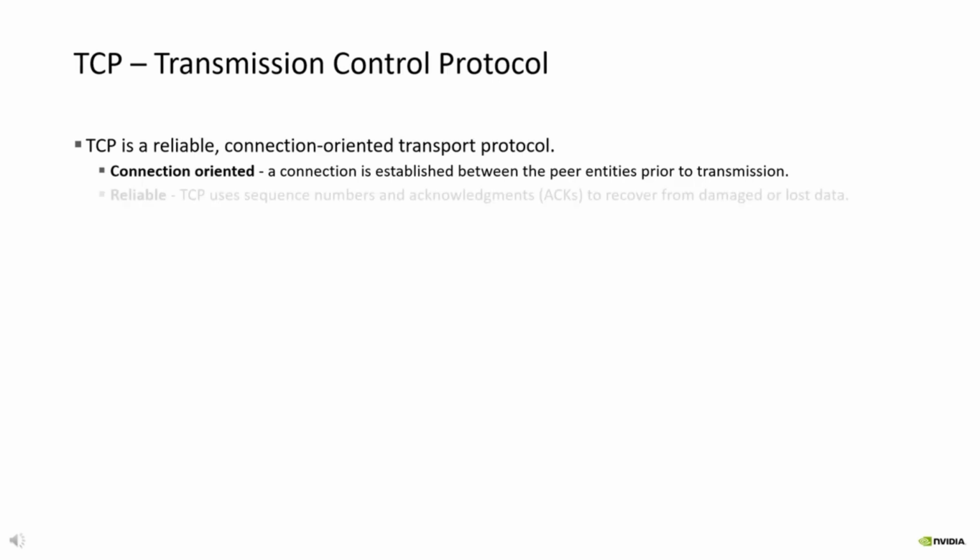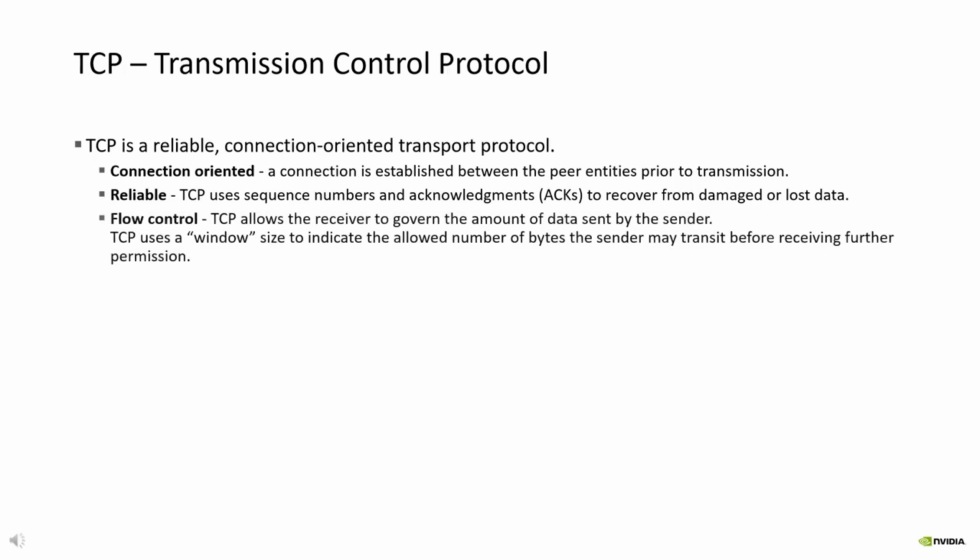To assure data transfer reliability, TCP uses sequence numbers and acknowledgements to recover from damaged or lost data. Another important mechanism provided by TCP is flow control. The flow control allows a busy receiver to govern the amount of data sent by the sender. TCP uses a window size to indicate the allowed number of bytes the sender may transmit before receiving further permission. Lastly, TCP sequence numbers are used to order segments, hence providing ordered delivery.